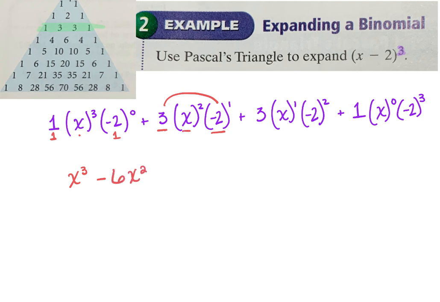All right? And then for this one, I have 3. Negative 2 squared is positive 4. So 3 times 4 is 12, positive 12. And I have an x to the 1st power. Then I have a 1. X to the 0 is 1. Negative 2 cubed is negative 8. So I have a 1 times a 1 times a negative 8. So my last term here is negative 8.